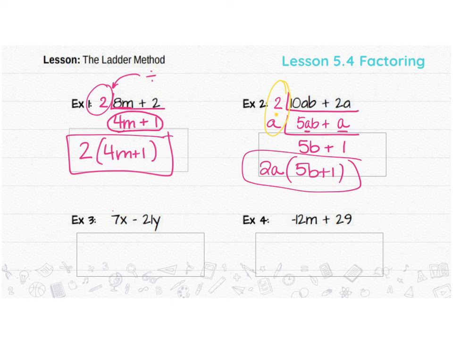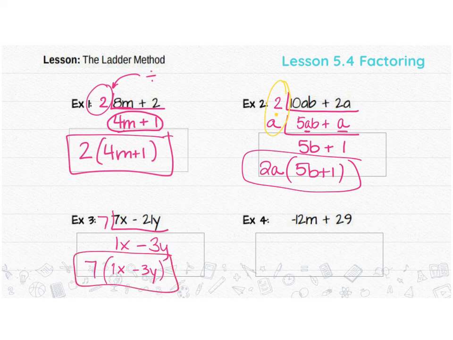Example 3. Number that goes into both 7x and 21y would be 7. And do your division. 7x divided by 7 is 1x, or just x, minus 21y divided by 7 is 3y, or just 3. 1 and 3 both have nothing else in common besides 1, so I'm done there. And x and y are both different variables, so I can't take out that variable. So 1x minus 3y, and then bring down the 7 in front.